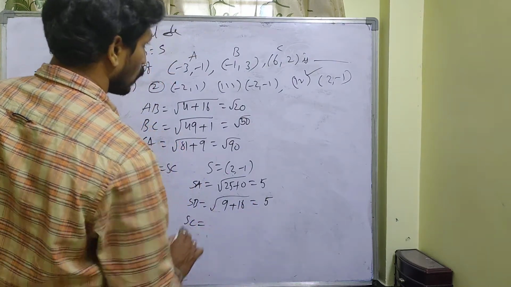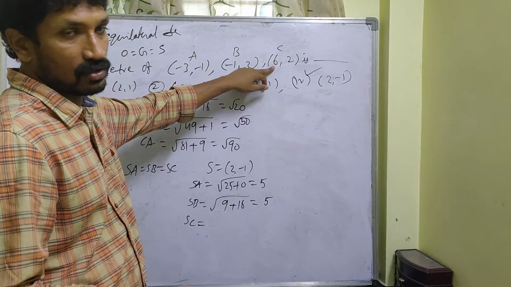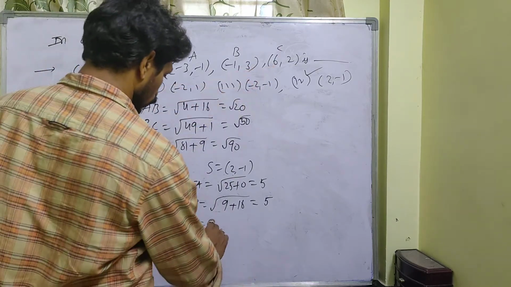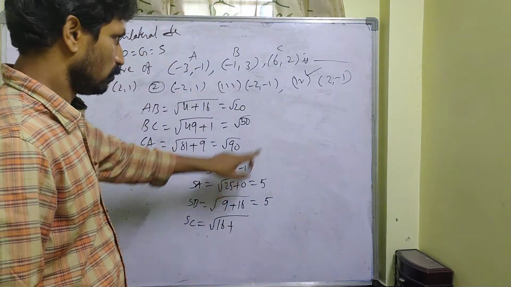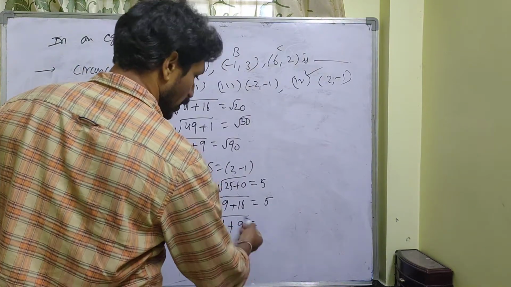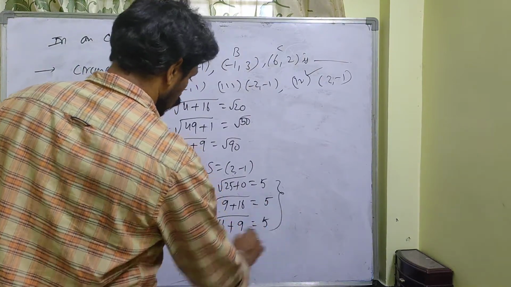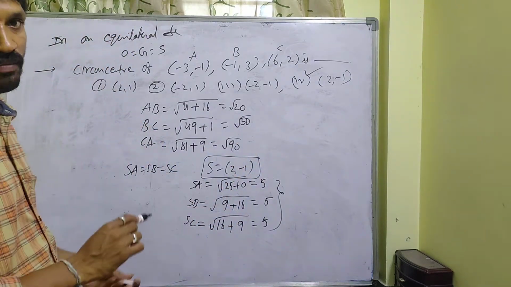Next SC, what is SC? (2 minus 6) whole square, that is 4 square, 16, plus (minus 1 minus 2) whole square, that is minus 3 whole square, 9. 16 plus 9, again root 25, that is equal to 5. So SA is equal to SB is equal to SC. This is the circumcenter. This is the verification method.